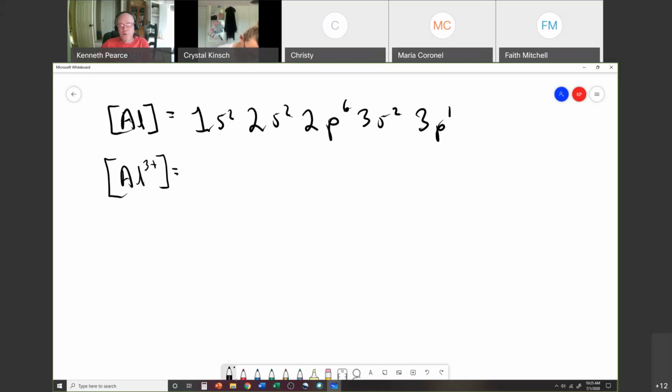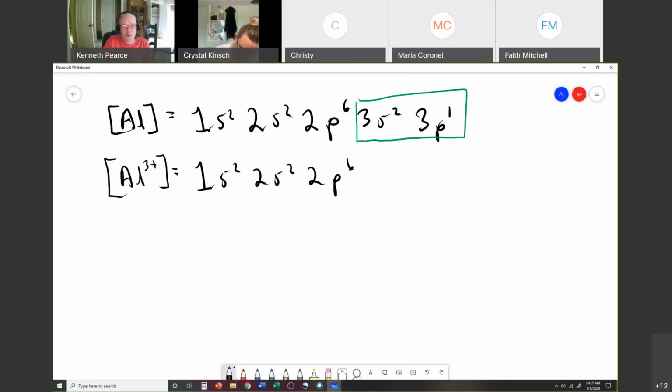Where are those ions going to come from? Well, they're going to come from the valence shell, which are these guys right here. And so we're going to pop off the P's, we're going to pop off the S's, and so you're going to end up with 1s2, 2s2, 2p6, and now we're missing 3 electrons, because what does 3+ mean? 3+ means missing 3 electrons. Where'd they come from? They came from the valence shell.